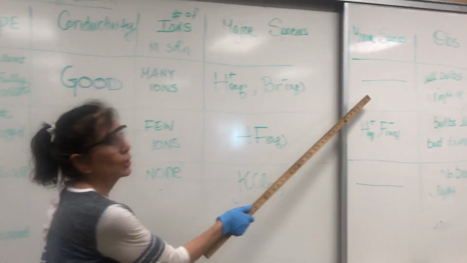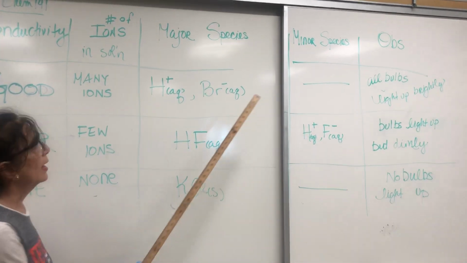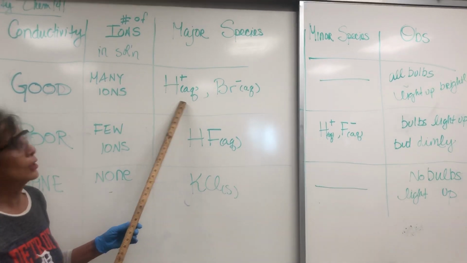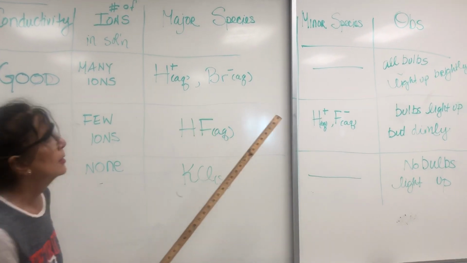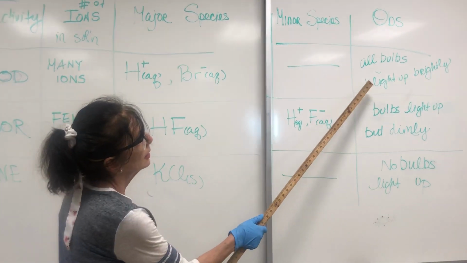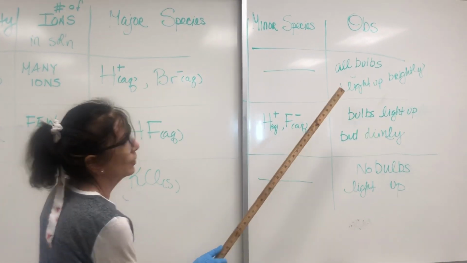The main thing here is there are no minor species. If I have something that's a good conductor, it will only have major species, which are those ions. And what am I going to see? I should see all the bulbs light up very brightly.